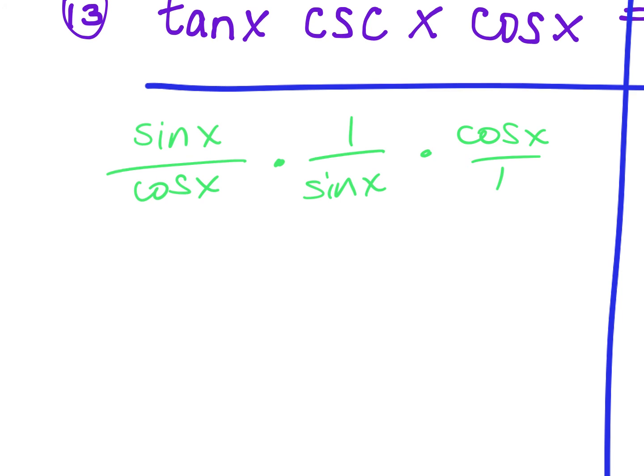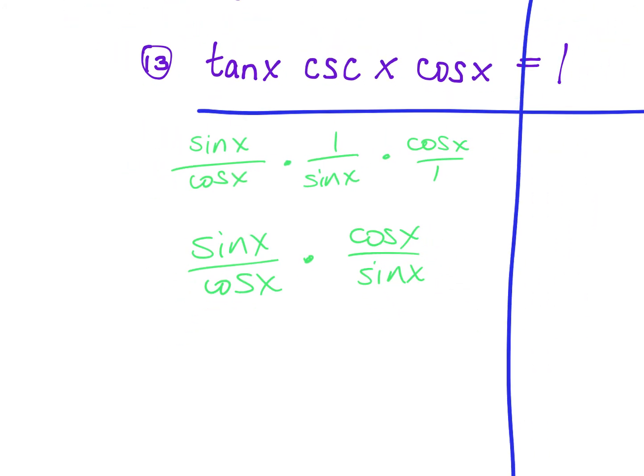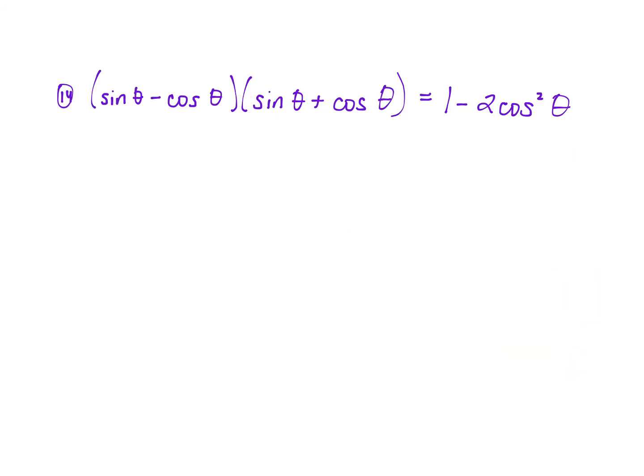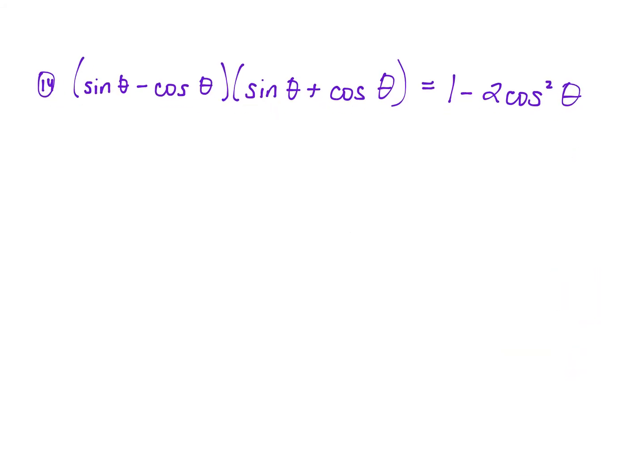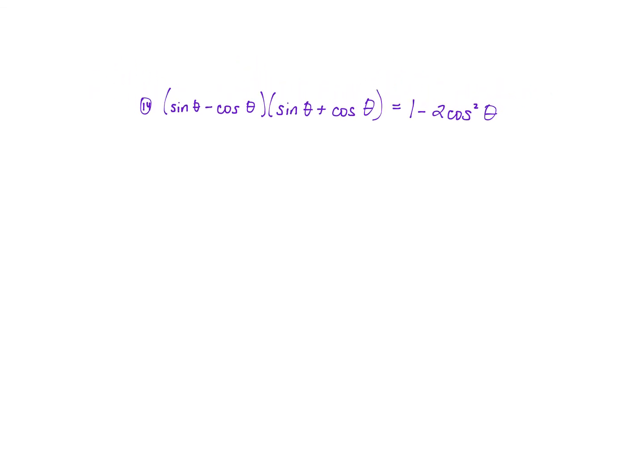How else can I smush this together? I have sine x over cosine x times what? Cosine x over sine x. Well, what do you guys notice? Why can those just cancel? Because we're multiplying. So 1 equals 1. All right, you guys, we can do this. Let's focus. Which side looks a tad more complicated? The left. I agree.